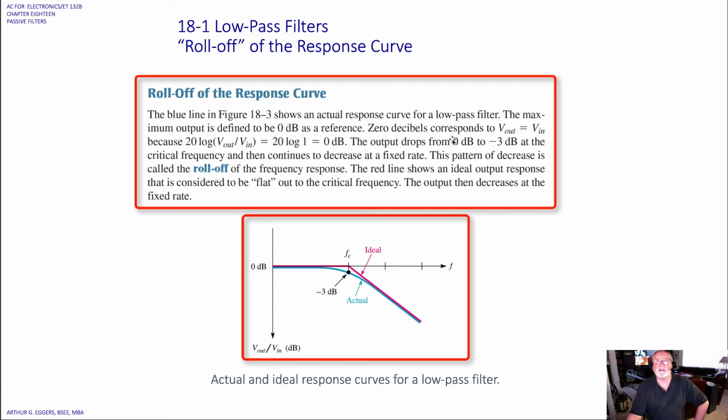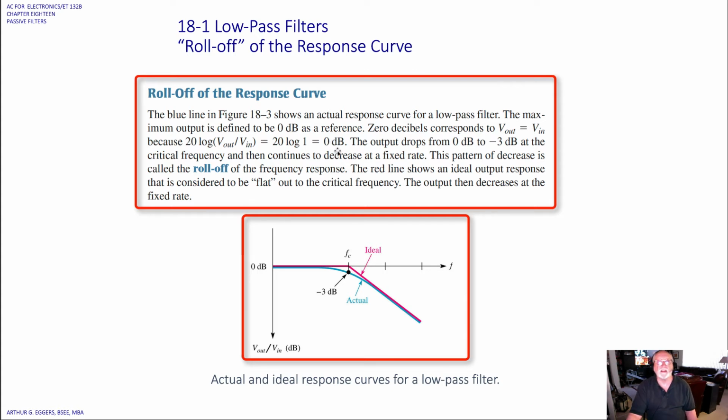Okay, 0 decibels corresponds to V out equal to Vn, because 20 times the log of V out over Vn is equal to 20 times the log of 1. The log of 1 is 0. If you don't believe it, pull out your calculator, enter 1, hit log, and you will see that you get 0 dB. Write that down in your notebook.